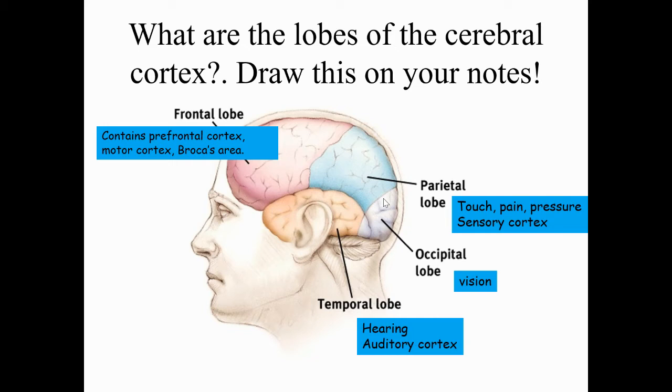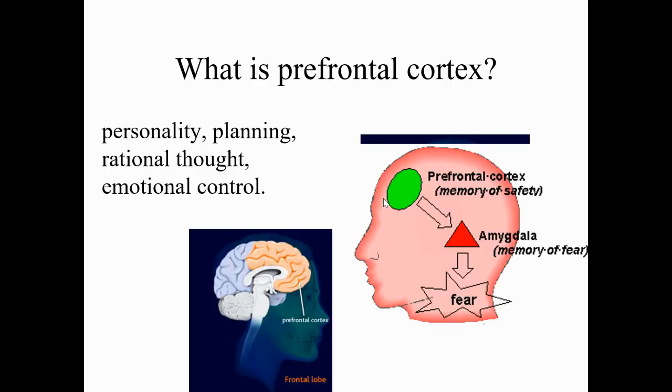So let's talk about the frontal lobe. Now, the frontal lobe is very large and it contains a lot of important parts of your brain. It contains the prefrontal cortex, motor cortex, Broca's area. So let's go ahead and let's talk about the parts of the frontal lobe. Now, in the video I asked you to watch, it talks about the frontal lobe a lot, but a lot of what they said the frontal lobe does, what they really meant was the prefrontal cortex. The prefrontal cortex is involved in personality, planning, rational thought, and emotional control.